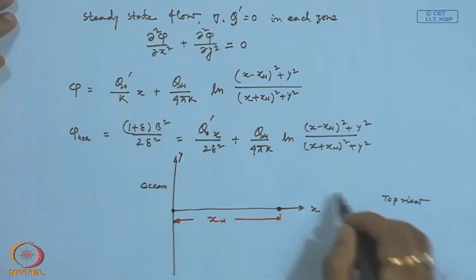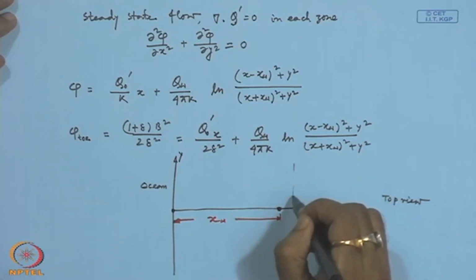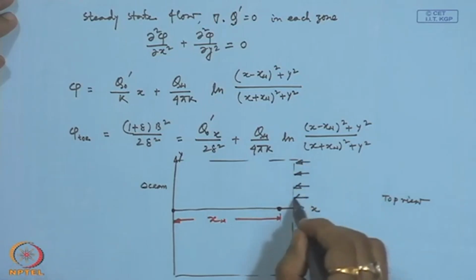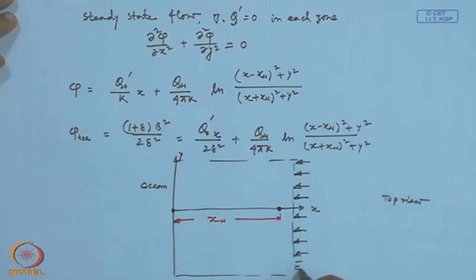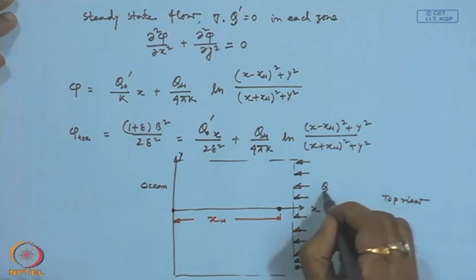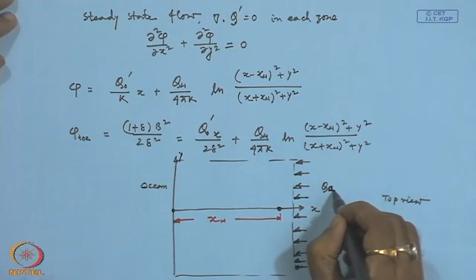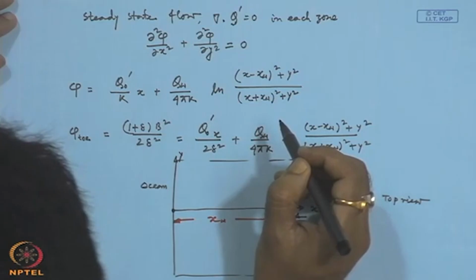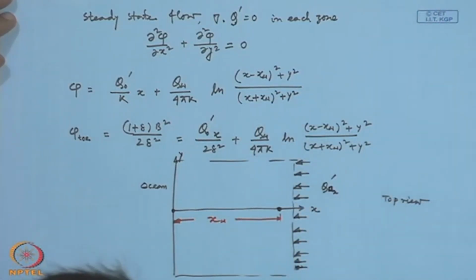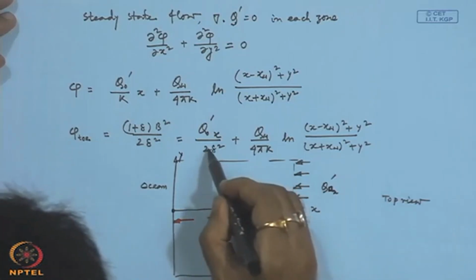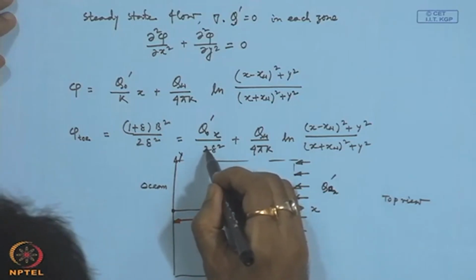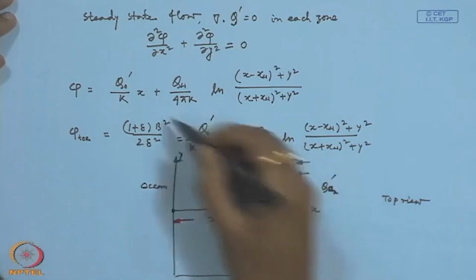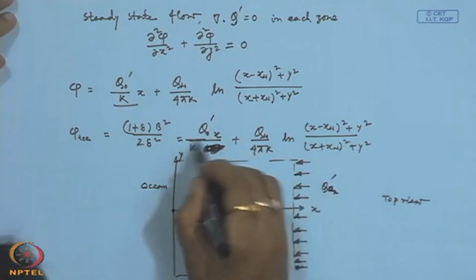This is the ocean, and on this side we have the horizontal flow coming from the freshwater aquifer towards the sea, q naught x prime, and this thing is basically k by x, as in our previous discussion.